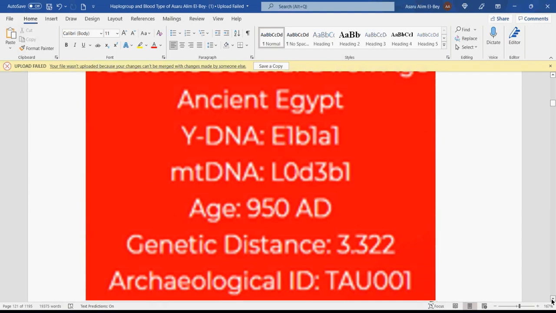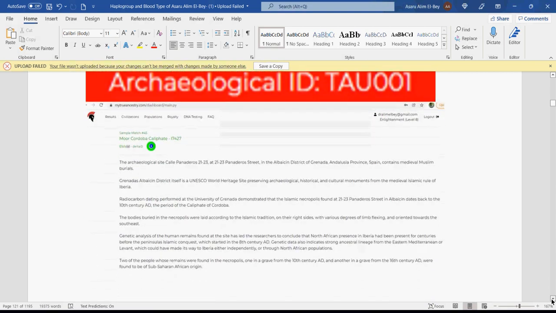So right here, ancient Egyptian Y DNA E1B1A1, then mitochondrial DNA L0d3b1. This is from the age of 950 AD in ancient Egypt, and my genetic distance is only 3.322. So this means that this is in my genetic bloodline, specifically back to 950 AD. All right. This is before a thousand years after Christ. So, if you can see here, you have many. I'm going to have to blow it up so y'all can see this.